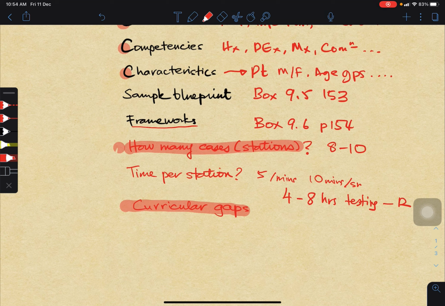So an OSCE will be one way for you to identify the curricular gaps, which patients are difficult for students to see. If students complain that they are not able to see certain types of patients, then it's one way for you to identify any gaps that you have in your posting.